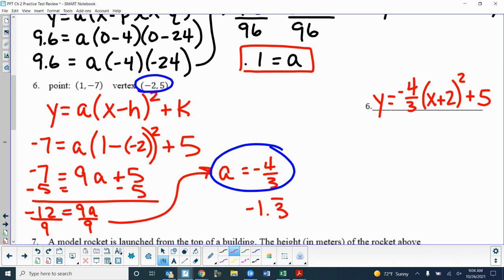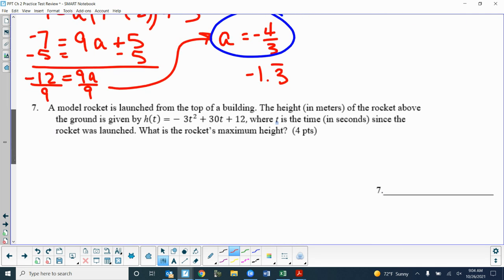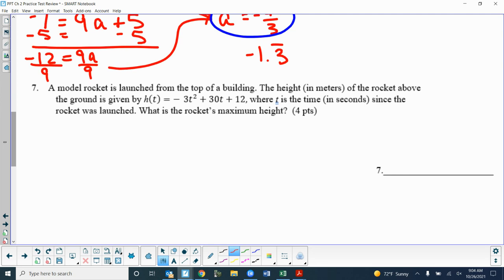Number 7. A model rocket is launched from the top of a building. The height in meters of the rocket above the ground is given by that function, H of t equals that, where t is the time in seconds since the rocket was launched. What is the rocket's maximum height? So what am I looking for here to figure this out? Yeah, I'm looking for the vertex. What form is the function in? Standard. So I have to find the axis of symmetry first.